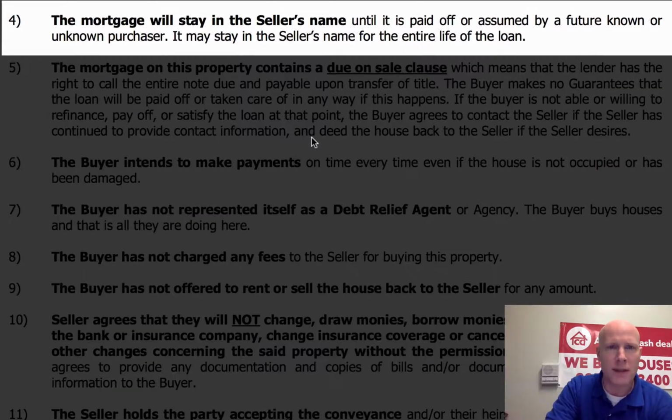The mortgage will stay in the seller's name until it's paid off or assumed by a future known or unknown purchaser, and it may stay in the seller's name for the entire life of the loan. You got to make sure that they understand that.